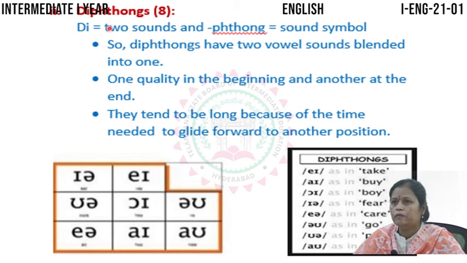Let us move on to diphthongs, which are 8. This prefix di can be pronounced as di or die. It can be pronounced in both ways. That means two sounds. Here thong means sound symbol. So diphthongs have two vowel sounds blended into one. Diphthongs have two mono vowel sounds coming together. Blended means they are mixed into one, shown as one.